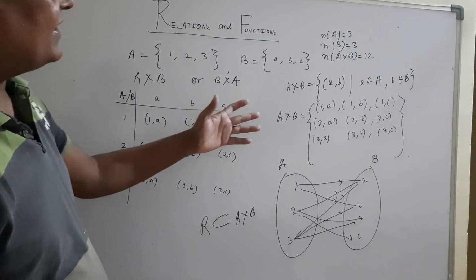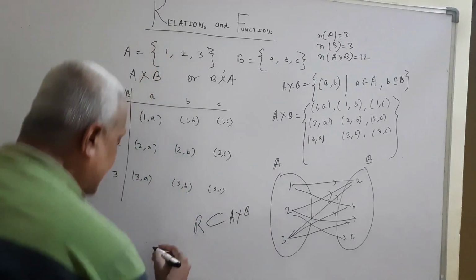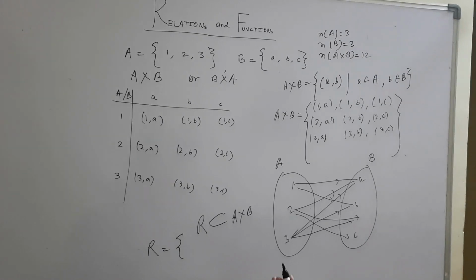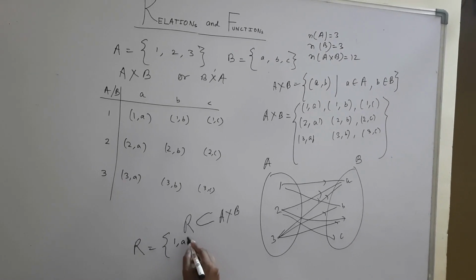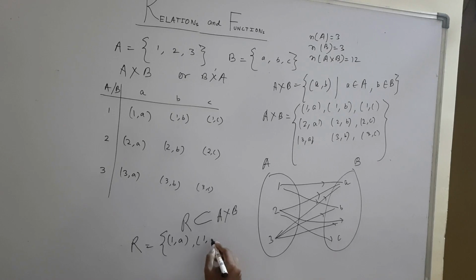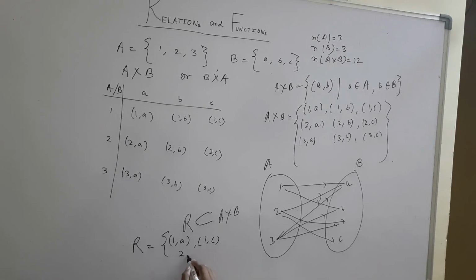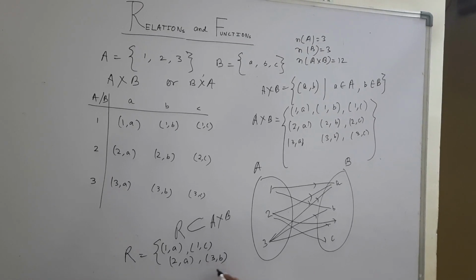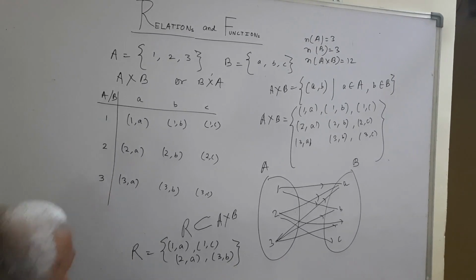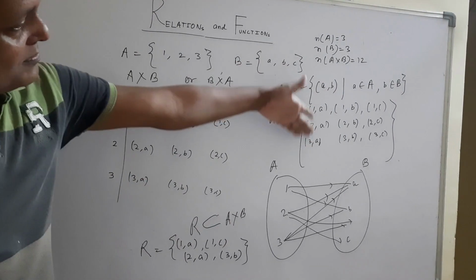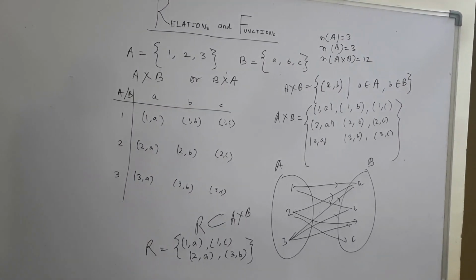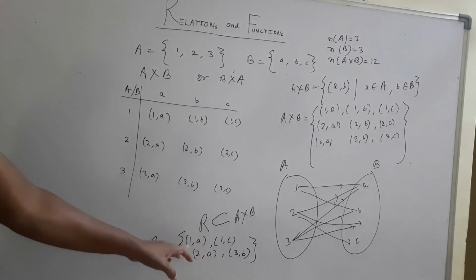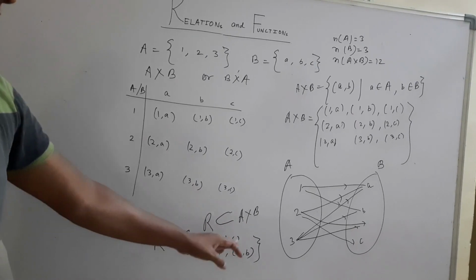For example, if I say that my relation R from A to B is 1a, 1c, 2a, 3c, I have taken only 4 elements from so many elements, and that is my relation, and that relation is from A to B. So we have 1a, 1c, 2a and 3c.